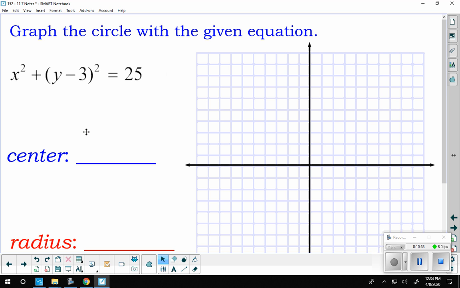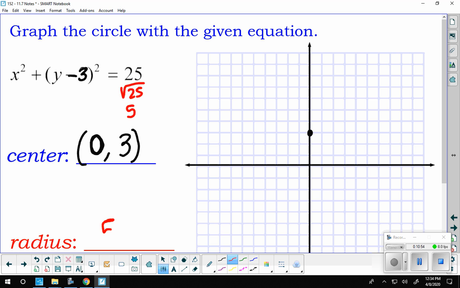All right, now we're not adding or subtracting anything to the x here, which means the x coordinate of the center is just at 0. Right? And then since this says minus 3, this is going to be positive 3 for the center. So 0 in the x direction, up 3 in the y direction. My radius, well, what times what is 25? If you're unsure, just take the square root of 25, and that's 5. So my radius is 5. Because remember, this is radius squared. So 5 times 5 gives me 25. So go to the right 5, up 5, to the left 5, and down 5. And we can make a beautiful circle.